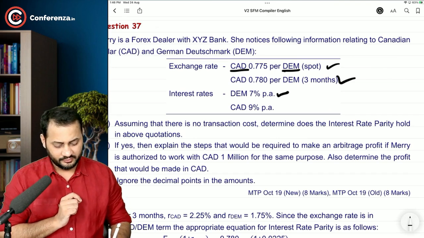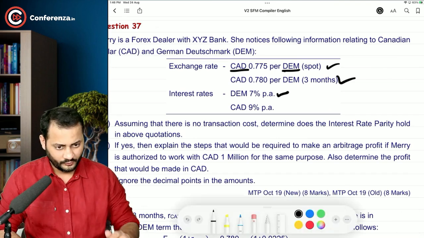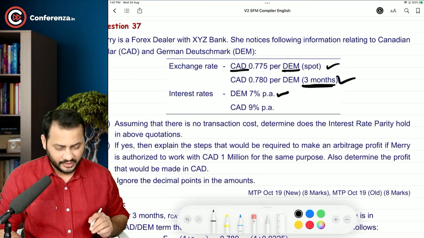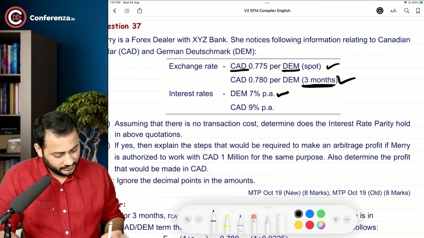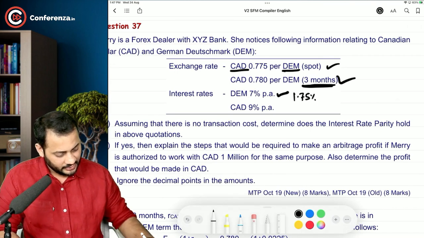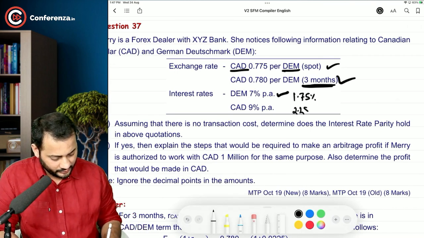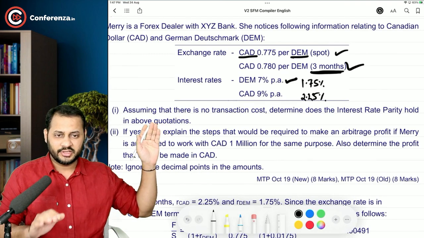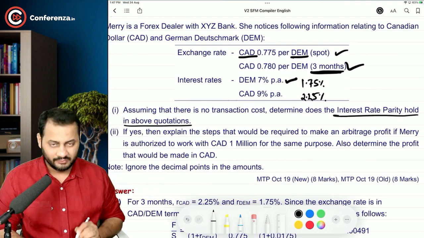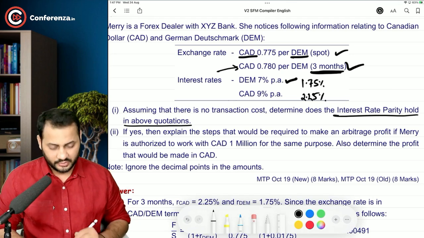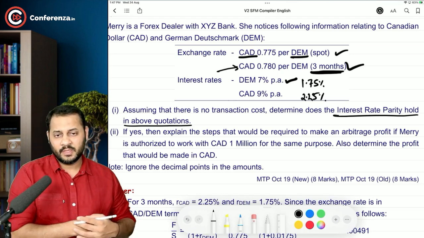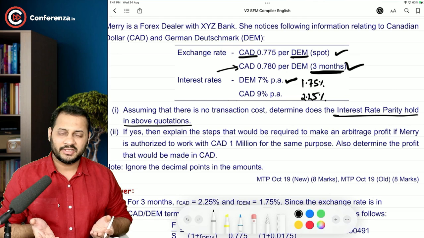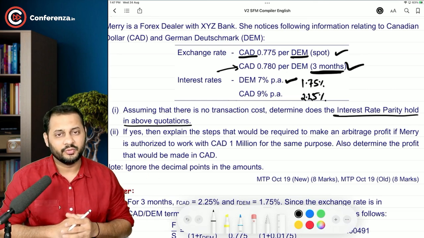And focus on this time, 3 months. So what does that mean? Sir, it's very clear that we have to convert the per annum rate to 3 months rate. 7 divided by 4 comes to 1.75%, and 9 divided by 4 comes to 2.25%. Okay. Assuming that there is no transaction cost, determine does the interest rate parity hold in the above quotation. So there are two ways to clear this. You can calculate the theoretical forward rate and compare it with 0.780. If it is matching, then you can say that the interest rate parity theory is holding true, otherwise not.